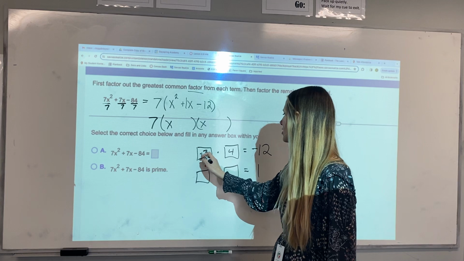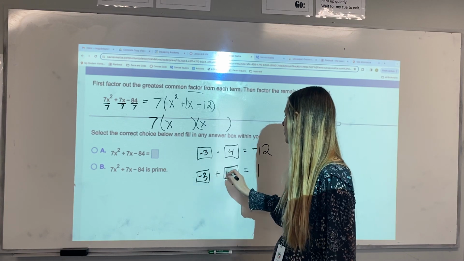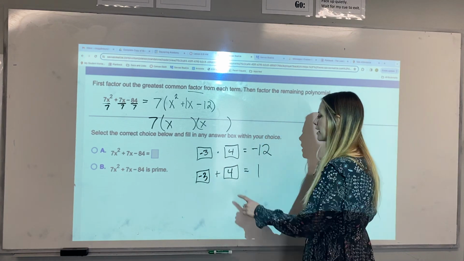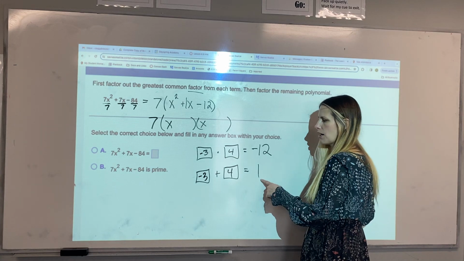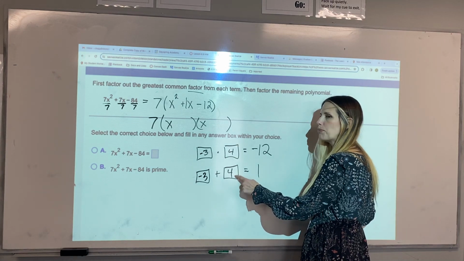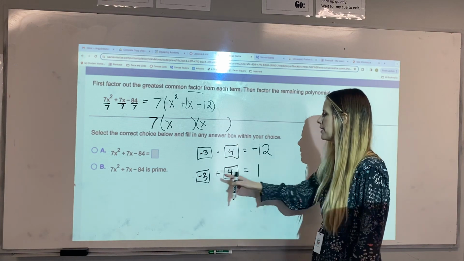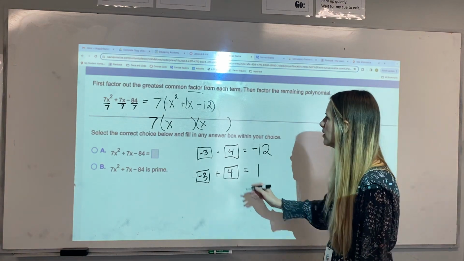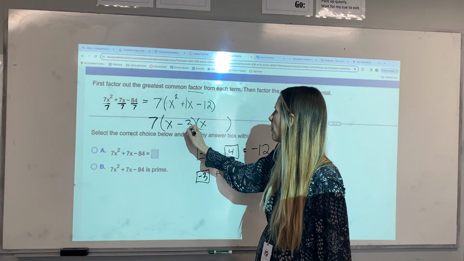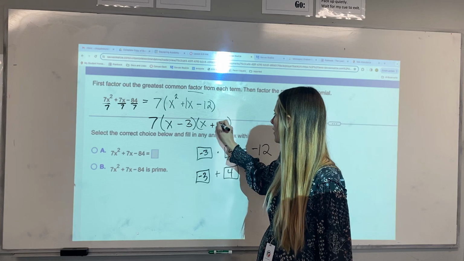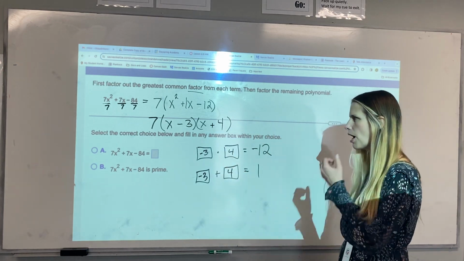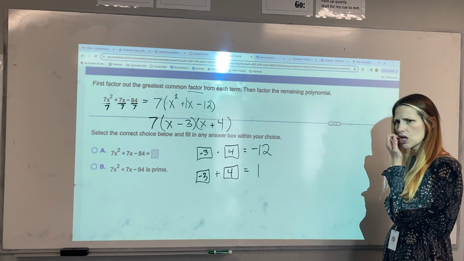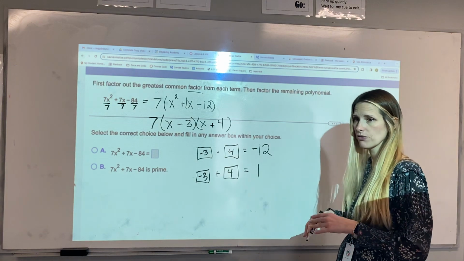So the 3 has to be negative because we want to end up with a positive sum. So we have to make the bigger absolute value the positive. So it would be a -3 and a +4. So I would simply have x minus 3 for our -3 and x plus 4 for our +4. Is that it? That's it for this type of question, yeah.